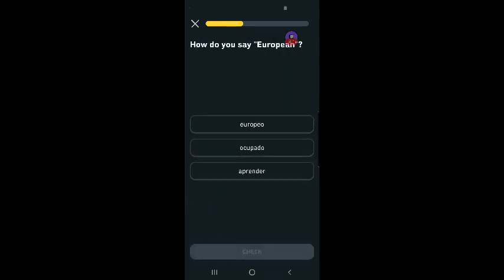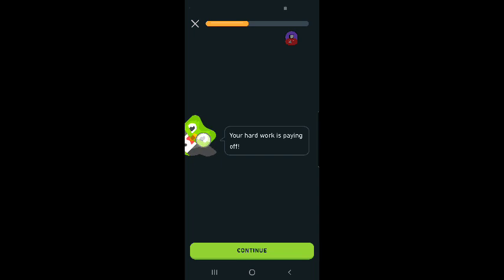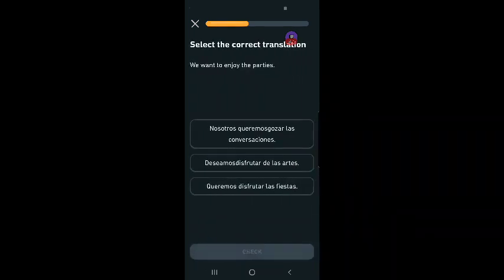How do you say European? Europeo. Your hard work is paying off. Europeo. That's hard. We want to enjoy the parties. Queremos disfrutar las fiestas. I'm going to say that one. We want to enjoy the parties.